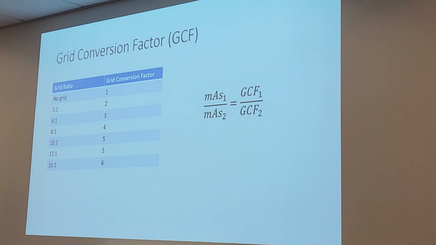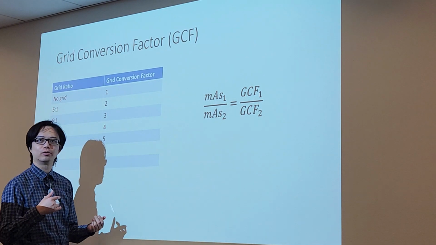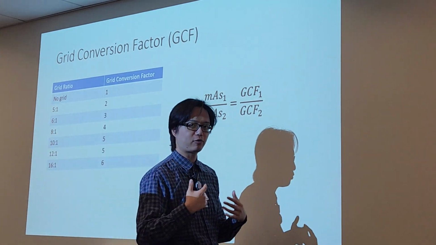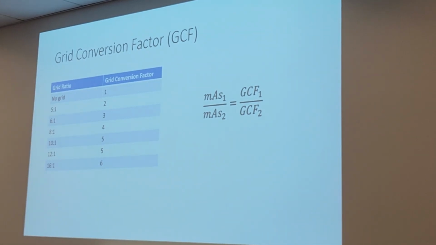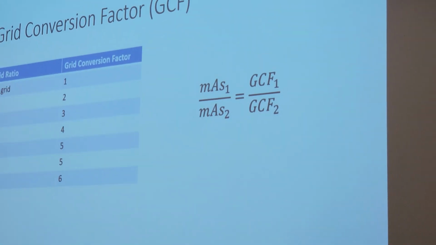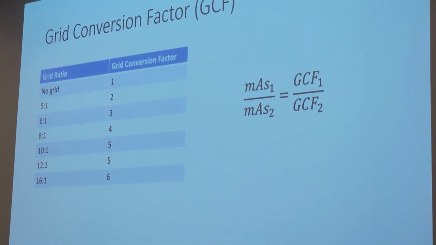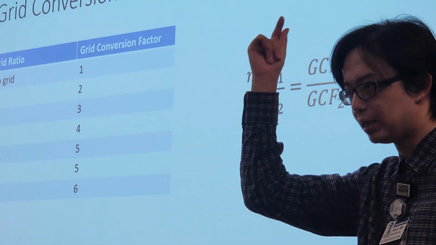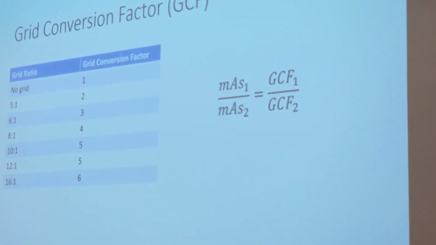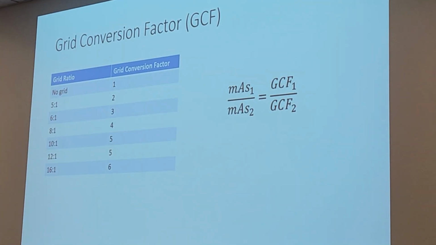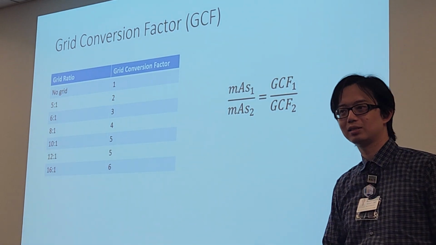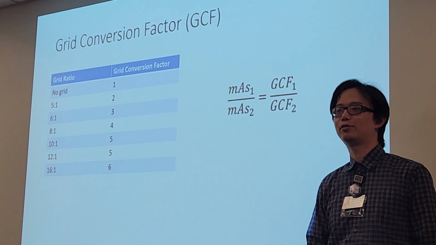Okay, guess what I'm going to ask you to do? Yes, please memorize this chart. So you need to know the grid conversion factor for every single one of these grid ratios. If I tell you what is the GCF for a grid ratio of an 8:1 grid, you should immediately say 4. If I ask you what is the grid conversion factor for a 12:1 grid, you should immediately say 5. If I ask you the grid conversion factor of 2 goes to which grid, you should immediately say 5:1. You need to know these numbers. You have to know it backwards and forwards, yes.